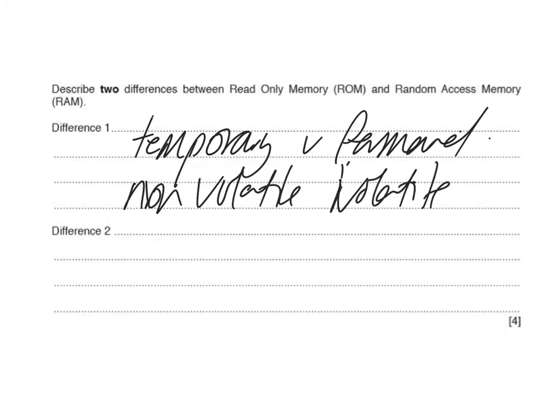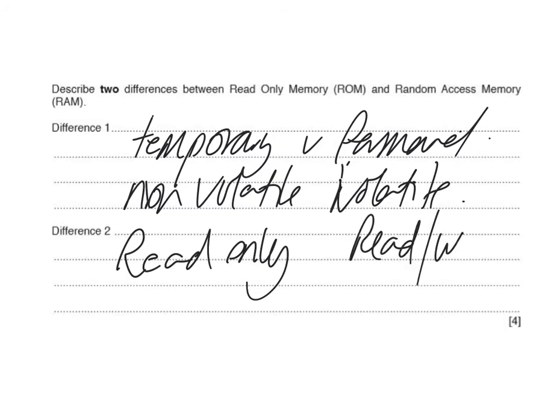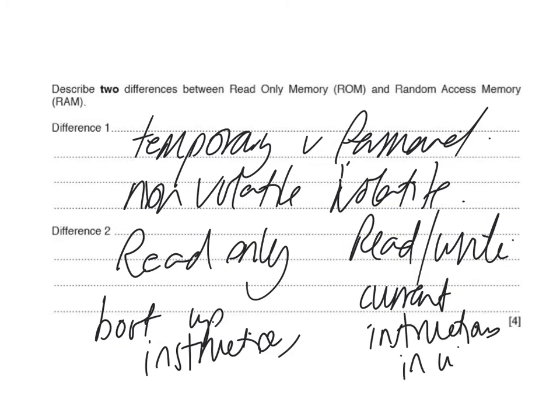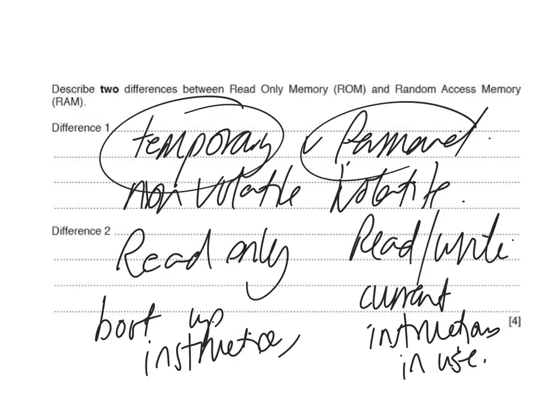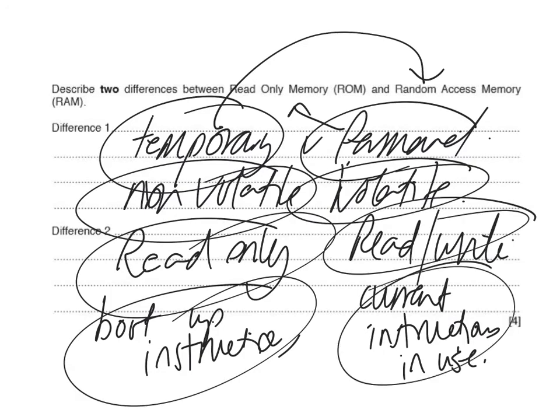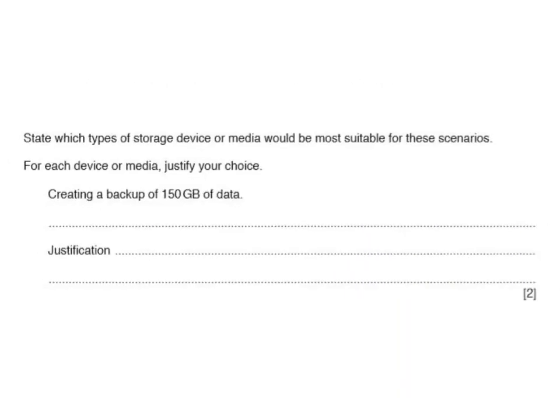Right, volatile. We've got read-only, whereas we've got read and write. And boot up instructions versus current instructions and use. You can circle them and line them up with which one's which. So temporary is obviously RAM, permanent ROM. How about these? Didn't say which one's which. Have some fun for the 4 marks to fill that one out.